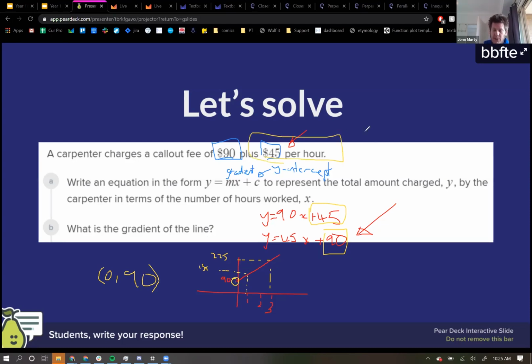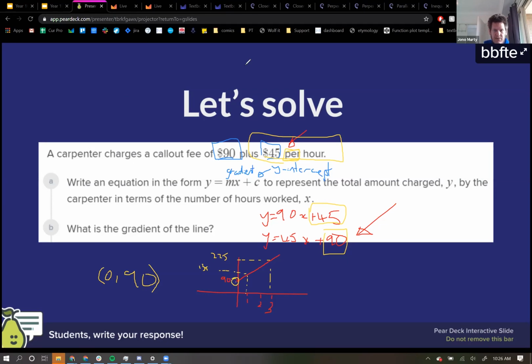In any question like this, whenever you see something like per, which means $45 for every hour, that is always going to be our gradient value. So every time the unit increases by 1, the y value increases by this value here, our gradient. And that's how we get this.